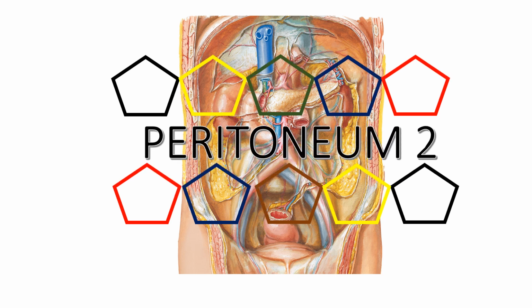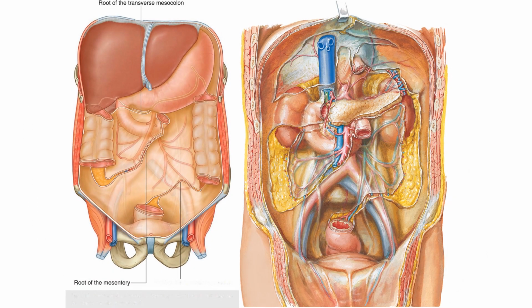Welcome to this topic once again. Try to observe this picture. In this picture, we have separated the GIT: the stomach we have removed, the liver we have removed, and the small intestine and the large intestine we have removed. Now what we can identify are the cut ends of the peritoneum.